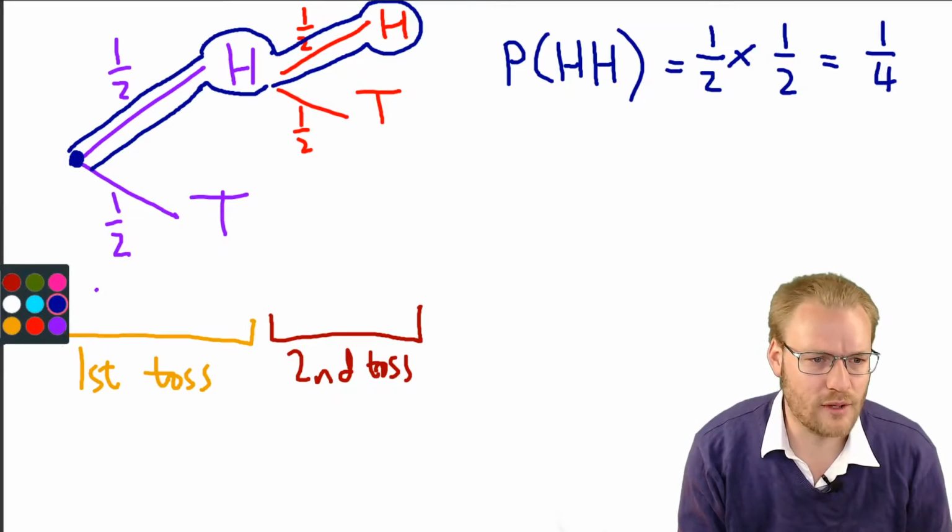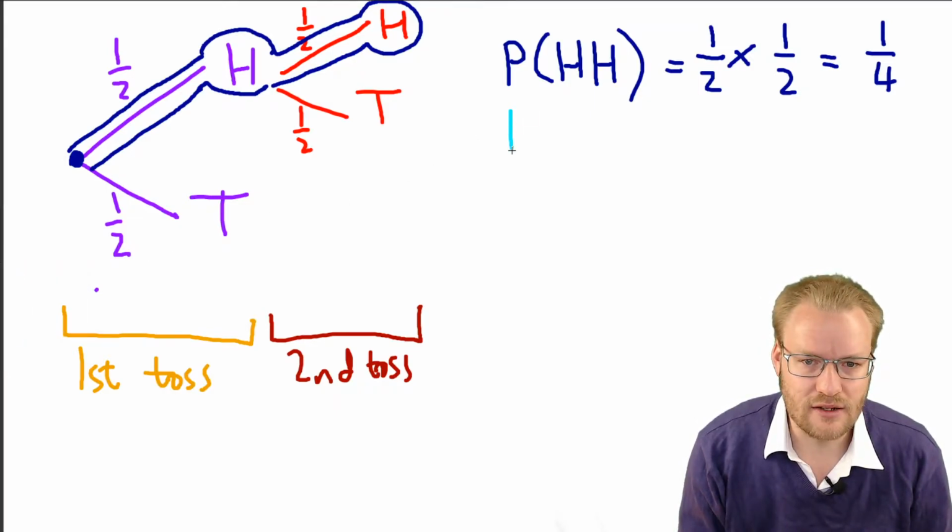Let's do one more while we're at it. What's the probability of tossing a head and then tossing a tail?